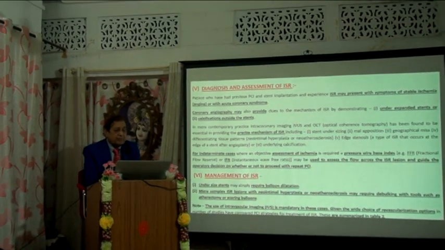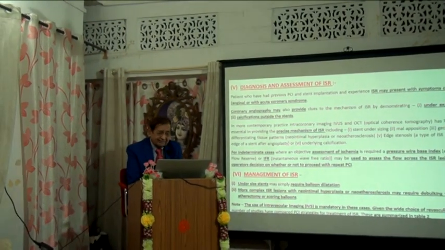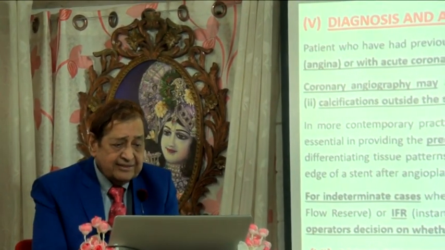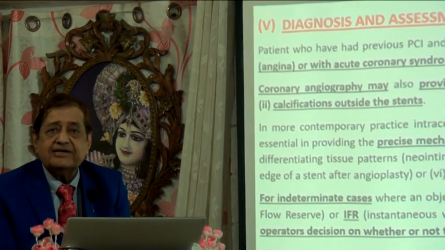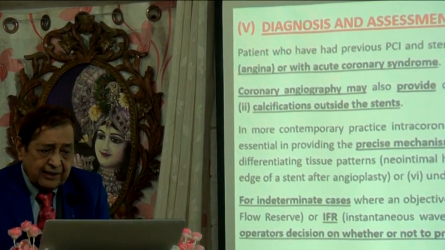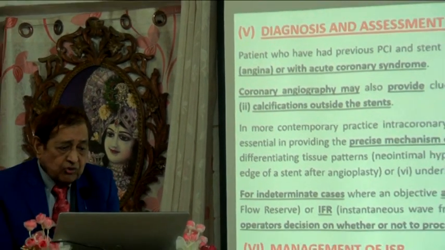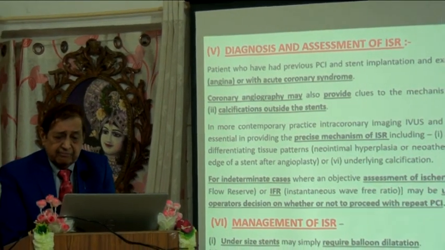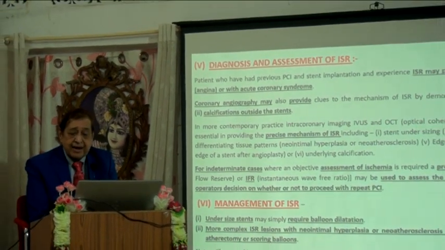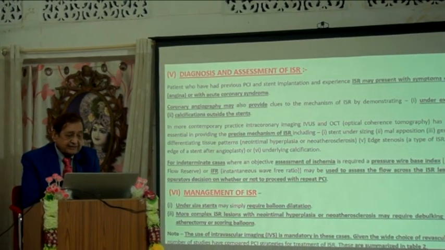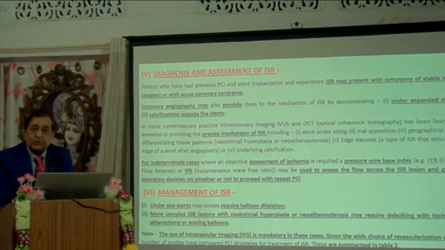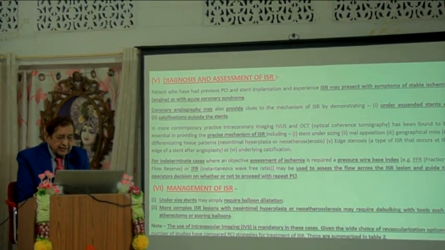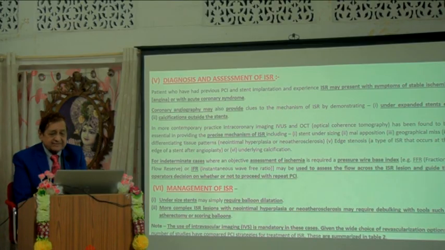Now we are going to management of ISR. In management, first we have to see, an undersized stent may simply require balloon dilatation, and that is okay. Then second, more complex ISR lesions with neointimal hyperplasia or neoatherosclerosis may require debulking with tools such as atherectomy or scoring balloons. Here you have to note that the use of intravascular imaging is mandatory in these cases.